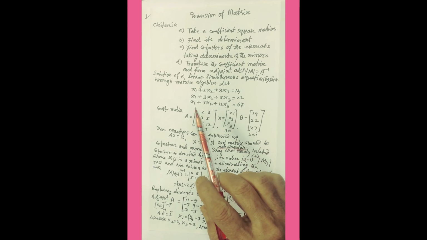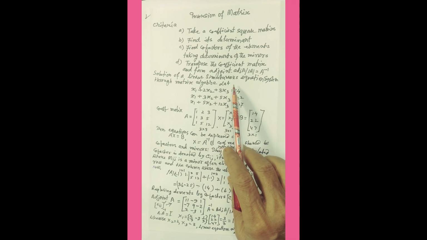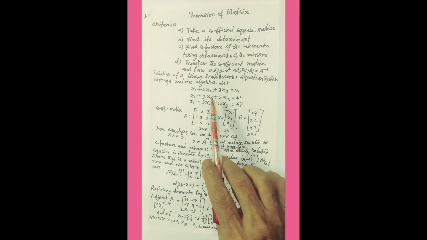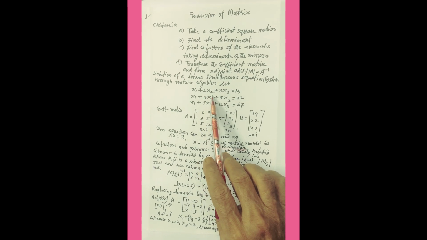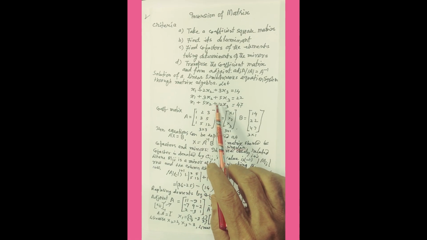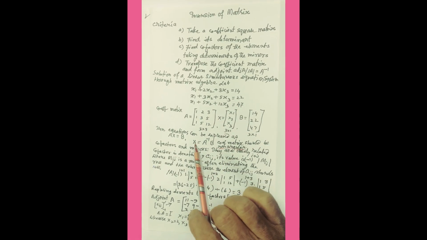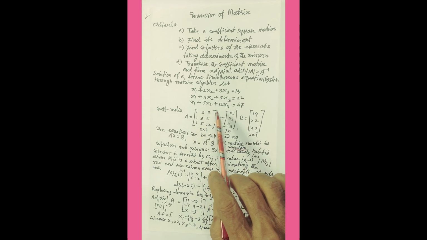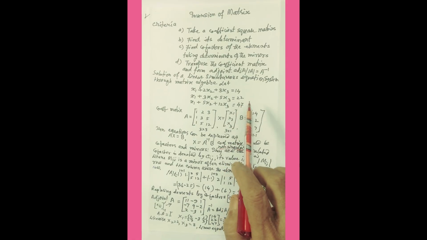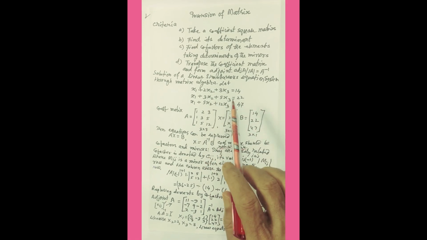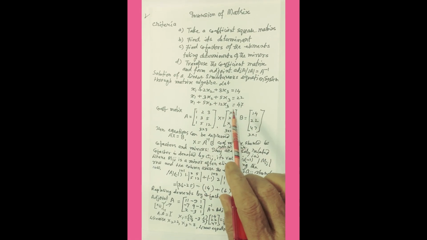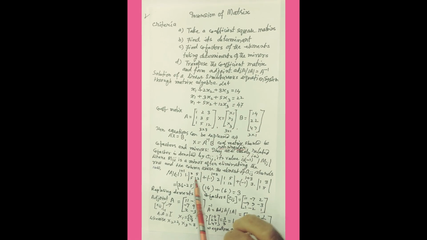Let us see the solution of a linear simultaneous equation system through matrix algebra. Let the equations be x1 plus 2x2 plus 3x3 is equal to 14, x1 plus 3x2 plus 5x3 is equal to 22, and x1 plus 5x2 plus 12x3 is equal to 47. So these are 3 simultaneous equations with 3 unknowns. We have to find the values of x1, x2 and x3 so that the equations are satisfied.